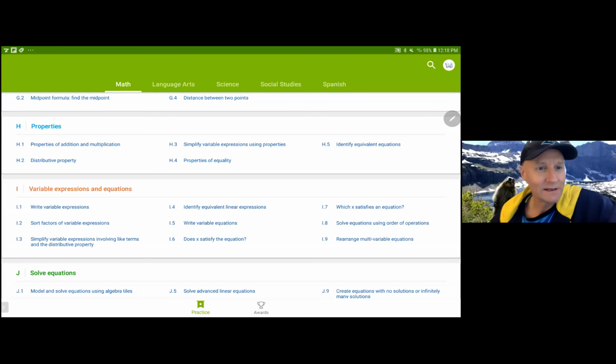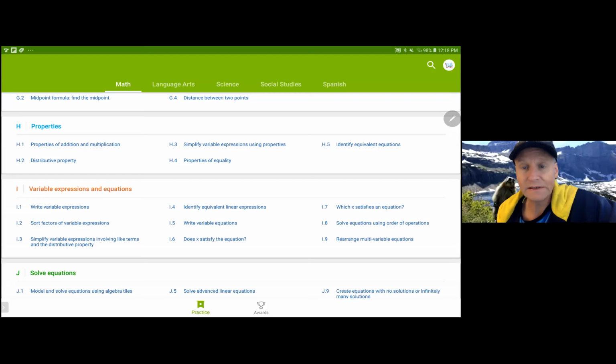Hi, folks. We're going to do variable expressions and equations. This is section I from the Algebra 1 IXL, and we're going to write variable expressions. This is basically converting standard English into algebraic notation.